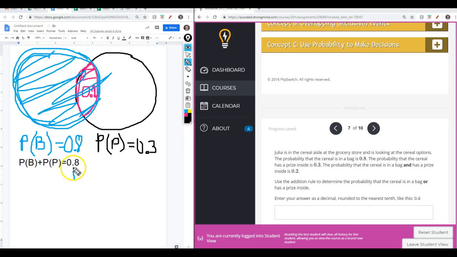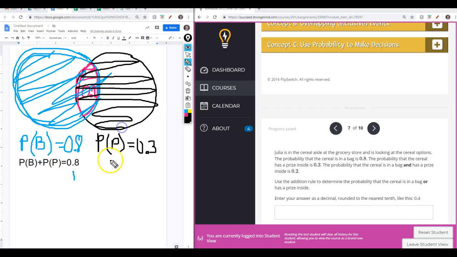So now if we take the probability of it being a prize, which is this whole area right here, including that overlap again, is 0.3. So that overlap again was counted. So that is why we subtract out that overlap, because that overlap was counted 2 times. So we're going to subtract out that overlap where it was the bag and it had a prize, because it was counted in this probability and it was counted in the probability of it being a prize. So that's why we subtract it out.